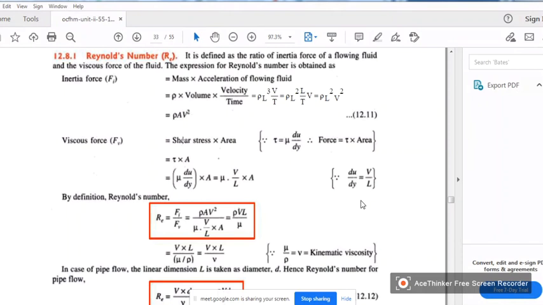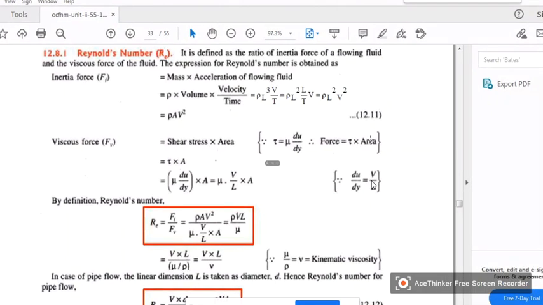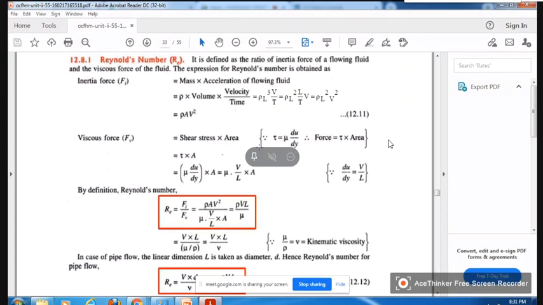And viscous force is shear stress into area. Shear stress is mu into du by dy, or force is equal to shear stress tau into area. So this will become mu into V by L into A. So dividing this by this, you will get rho V d by mu or rho V L by mu. So these are the derivations. I will share this ppt with you.